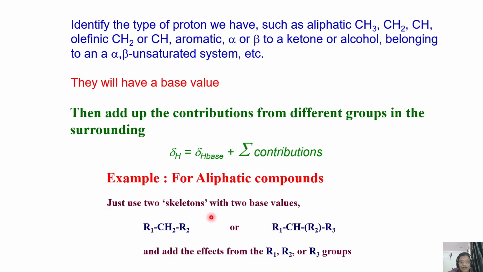Now, for example, we take this group CH2, which has an R1 substitution and R2 on either side. Or we can have a CH, which has R1, R2, R3 substitution. And then CH2 can have an additive effect because of R1 and R2.